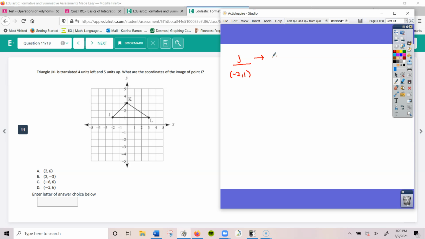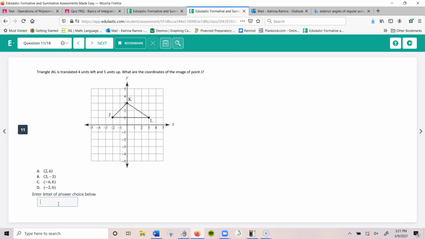The translation rule, if it went to the left, that means x minus 4, and if it went up, that means y plus 5. So now we just take this point and we plug it in. X is -2, so -2 minus 4 is -6. And then y is the 1, so 1 plus 5 is 6. So this would be where J would end up, at -6, 6. So C.